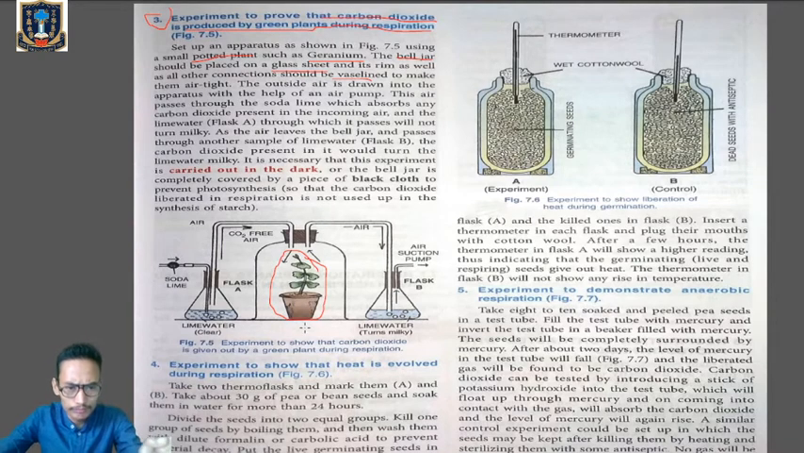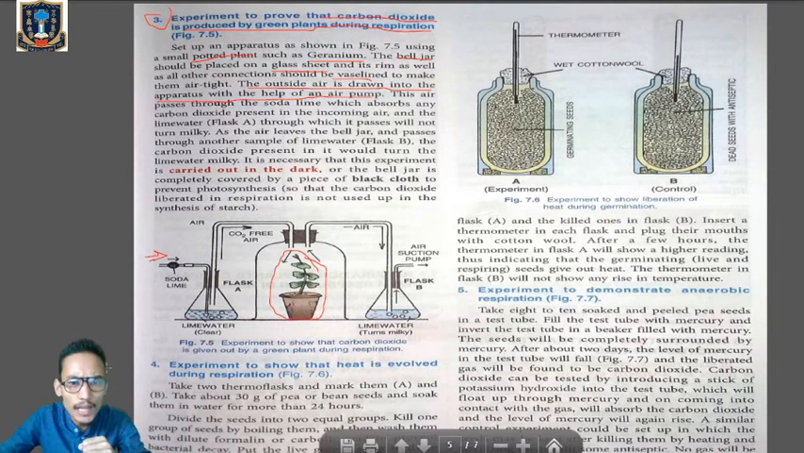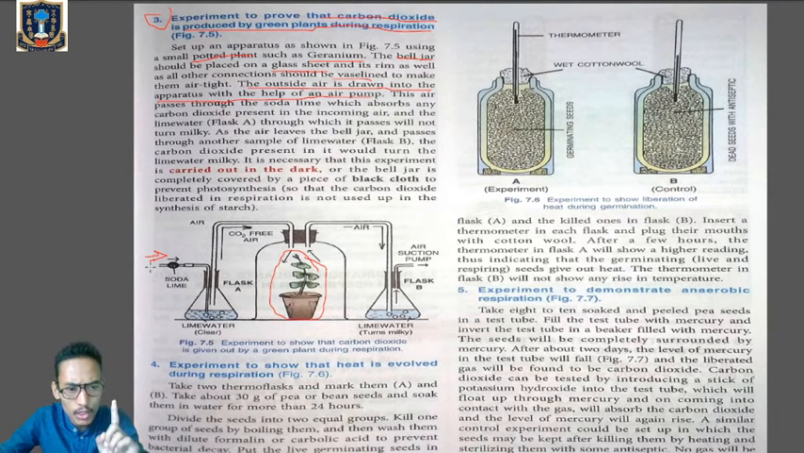Now the procedure. The outside air is drawn into the apparatus with the help of an air pump. You can see over here, from this direction we are drawing the air. So air is being introduced into the experimental setup. Here you can see two flasks, flask A and flask B. Over here you can see the presence of soda lime, the place from where we are introducing the air into flask A.